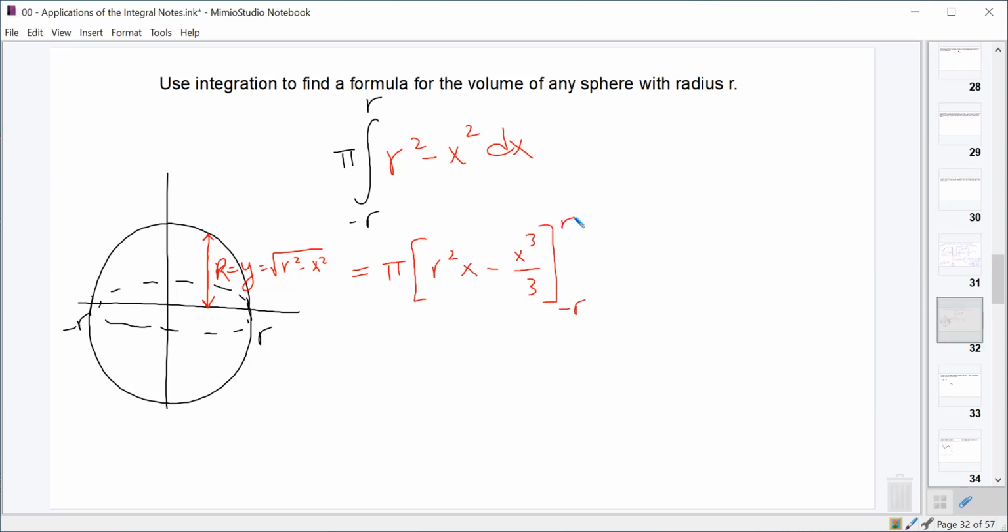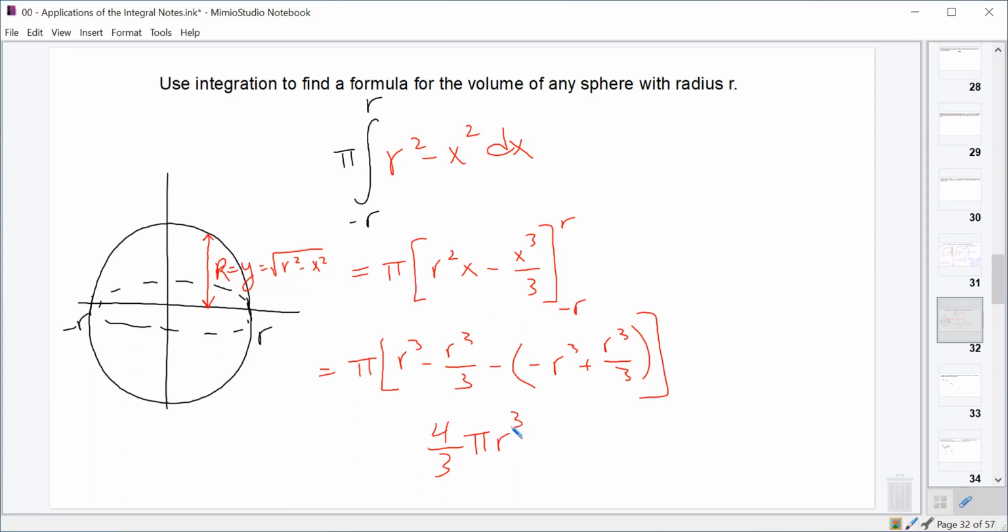And if we evaluate that from negative r to r, squared x evaluated at r is r cubed. We have r cubed minus r cubed over 3. And then minus, when I plug negative r in, that's a negative r cubed and a positive r cubed over 3. And both of these become 2/3 r cubed. You have 2/3 r cubed minus negative 2/3 r cubed, which is 4/3 r cubed.